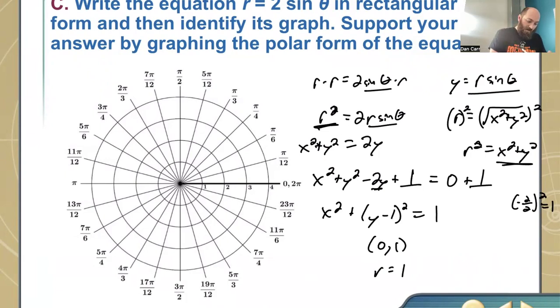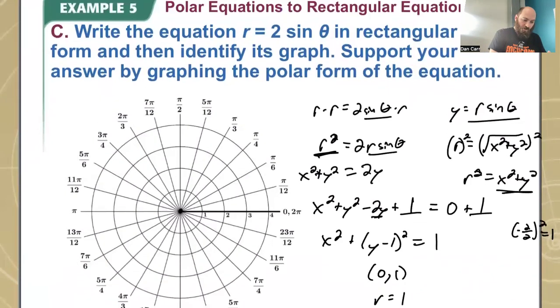As a graph on here, I could do my polar version of this. You're going to get a circle that will be basically here. It's going to look roughly like this, but it's stretched out because it's polar.